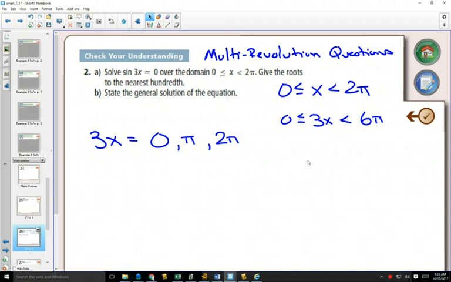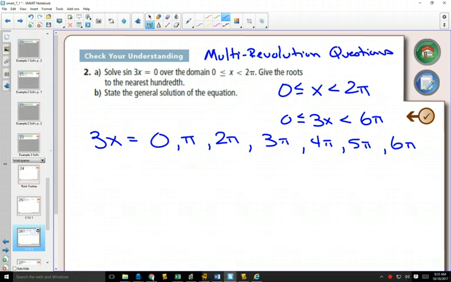So when we solved 3x equals 0, pi, and 2 pi, we solved that only once around the circle. What about the second time around the circle? What else do I have to add to this? We have 0, we have pi, we have 2 pi. What's this one going to be? 3 pi. And then 4 pi. That's twice around the circle. We need to go a third time around. What's this one going to be? 5 pi. And finally, ending here, 6 pi.